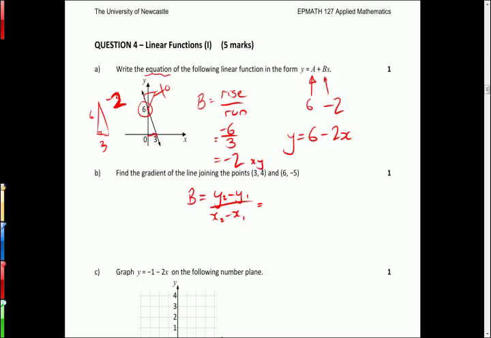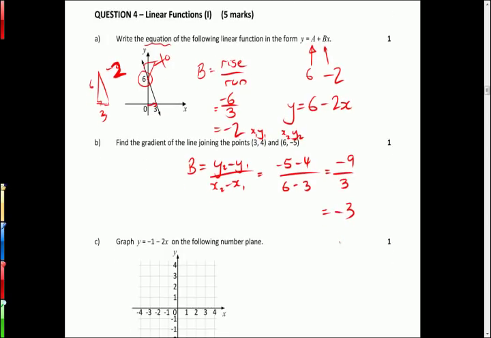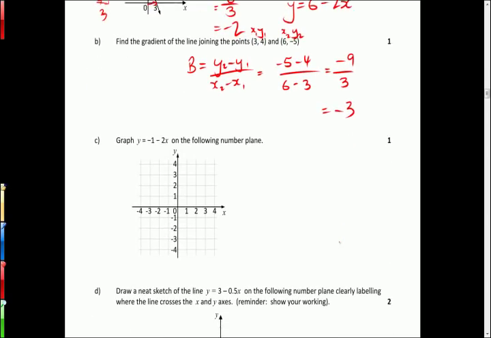I know points are xy's, and that's an xy. You can be 1, 1, and you could be 2, 2. It doesn't matter which point we make 1 and which point we make 2. That'll do. So it's minus 5 minus 4 over 6 minus 3. Minus 5 minus 4, we're all the way back at minus 9. 6 minus 3, we're only at 3. Minus on a plus is a minus, 9 on a 3 is 3. That's the gradient.